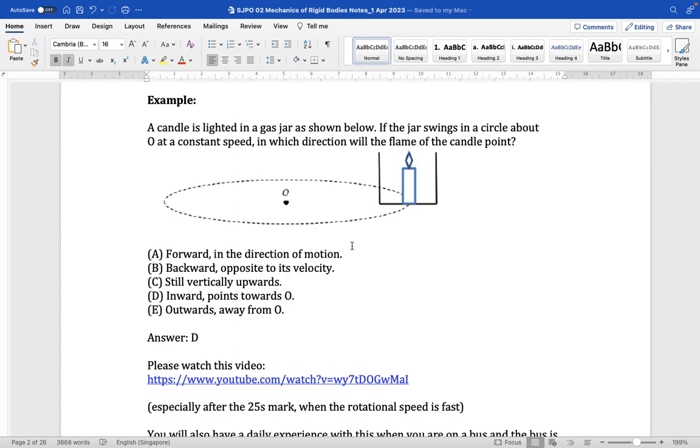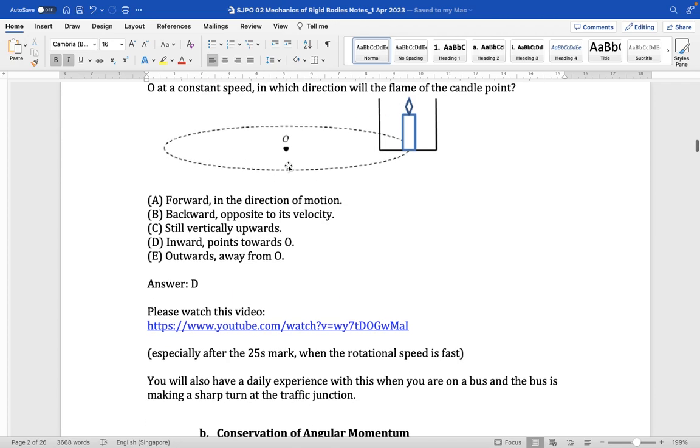So we know that anything that is moving in a circle actually has a resultant force acting towards the center. This will also include the air molecules that are around. Because of the motion, the air molecules themselves will be directed towards the center. Now, the burning of a candle is a chemical reaction with the air molecules. So we will expect that the flame will also be pointing inwards towards point O.